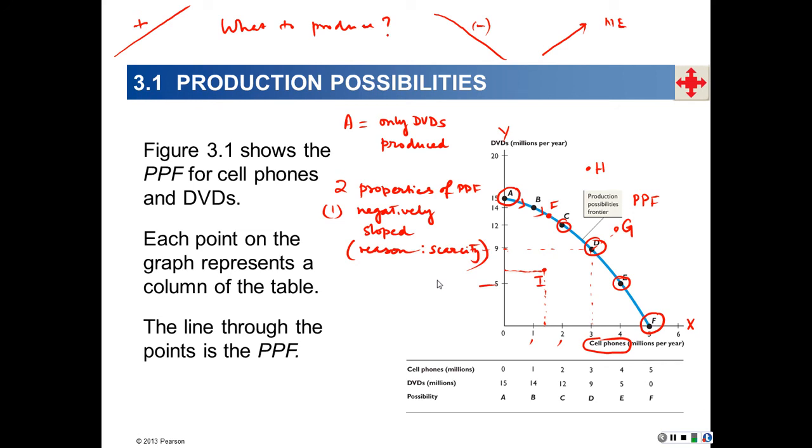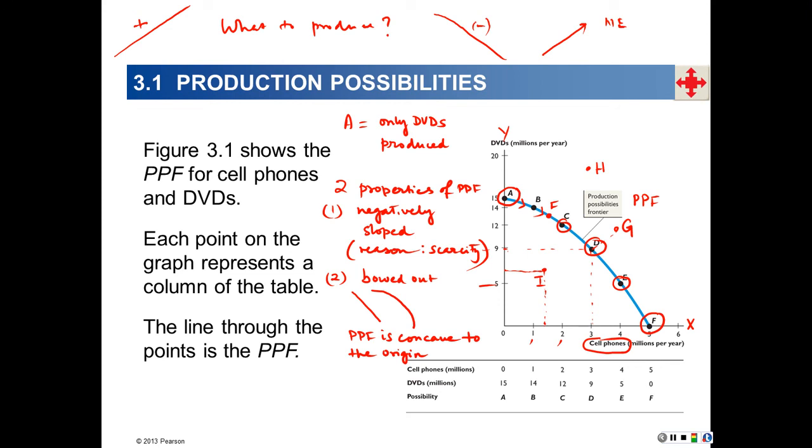Now the second thing that you will notice about the PPF is that it is bowed out, which means that it is not a straight line like this, rather it is like that. Correct? Now there is a mathematical way of expressing this as well. We say that the PPF is concave to the origin. PPF is concave to the origin. Now what does that mean, concave to the origin?